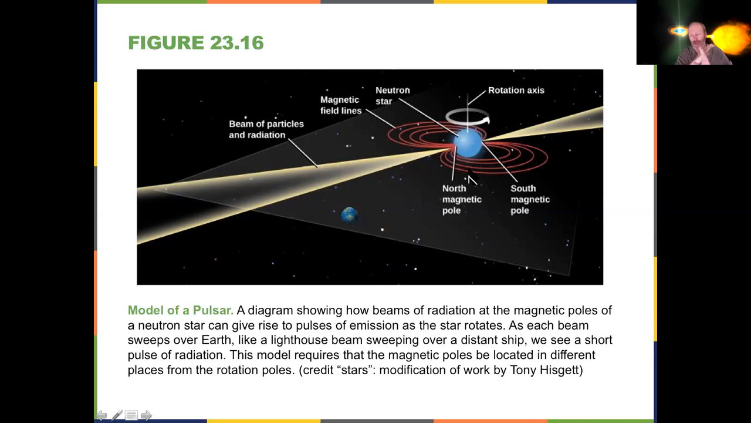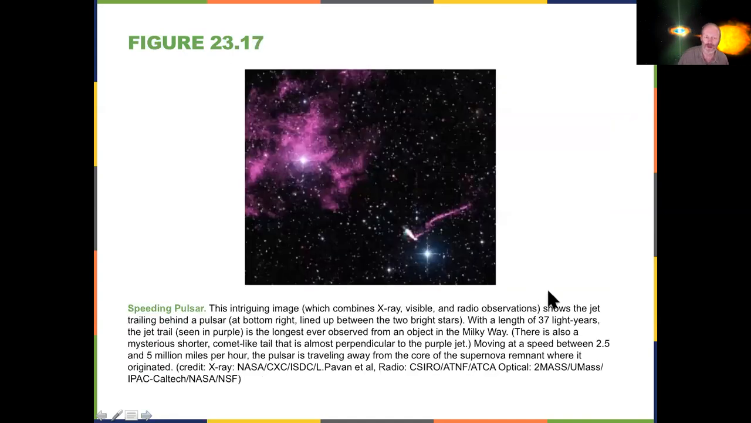Those don't always match up. In fact, most of the time they don't seem to line up. But we're not usually in the direct line of the beams of particles and radiation that are happening, so we get to see a little bit at an angle of different pulsars that are out there.